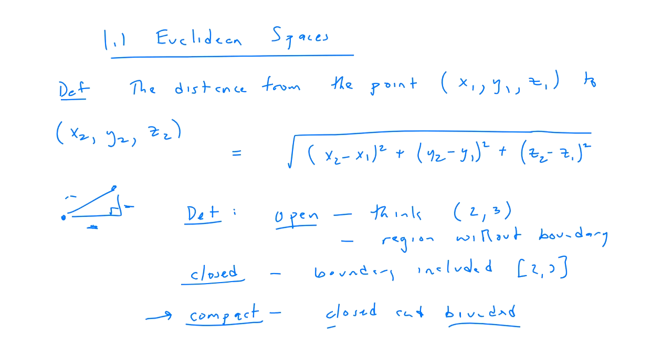And that's really all you need. So this is all you really need from 1.1. The idea of the distance between 2 points, this vague idea of what open means, this vague idea of what closed means, and the fact that compact means that it's closed and nothing goes to infinity.